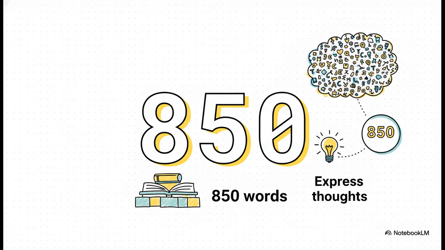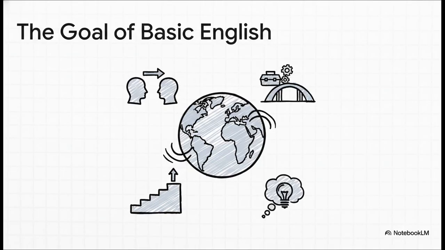So, the goal here is the really crucial part. The purpose of Basic English wasn't to dumb down the language. Not at all. It was to make it more accessible. The whole point was to create a universal tool for clear communication that anyone, anywhere, could learn pretty quickly. It's about using a small set of tools to build really big ideas.